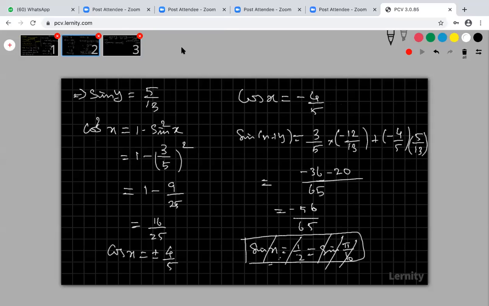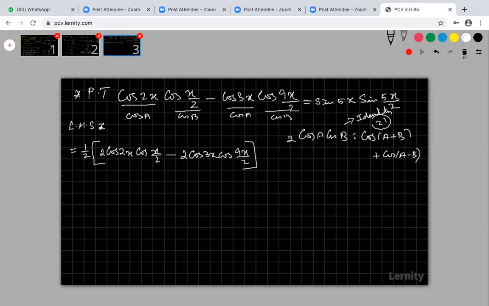A and B are different values. Instead of x and y, I'm taking A and B. Yes, dear students, please note that we have the identity for 2 cos x cos y: cos of x plus y plus cos of x minus y. Here also x is there, therefore I'm using some different A and B. Don't get confused.